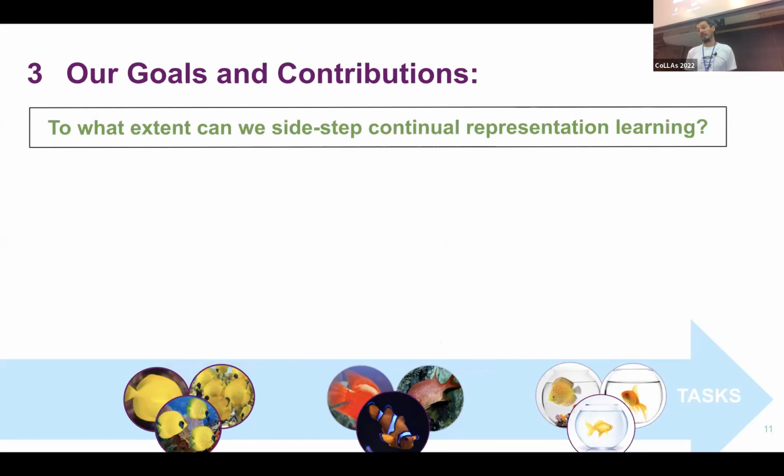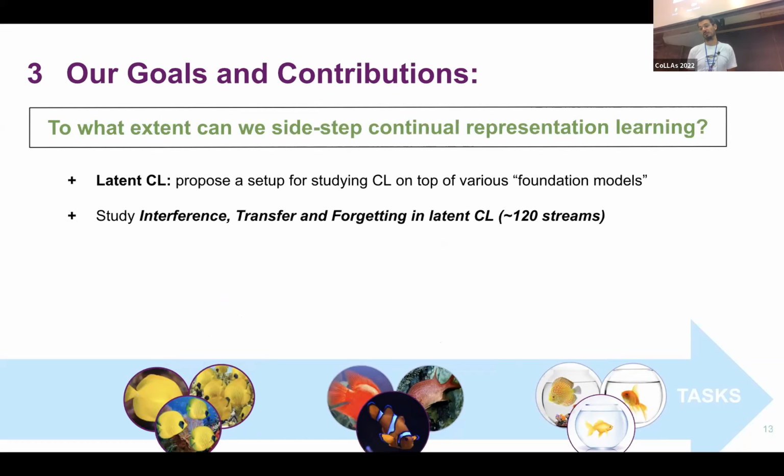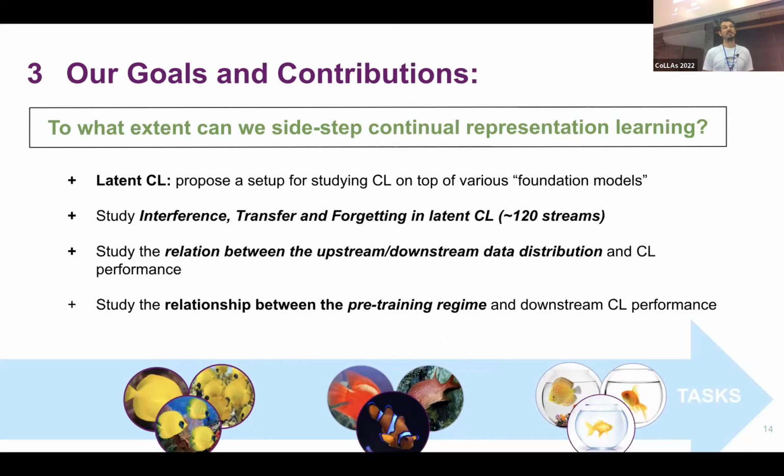So we have this question: to what extent can we sidestep continual representation learning? More specific goals here are also to highlight the utility of this setup, latent CL, which I just did. We would also like to study interference, transfer, and forgetting from the data perspective, because this setup gives us so many streams, so we can vary only the input data stream and keep the algorithm fixed. This is exactly what we're doing. And we are also interested in studying how the relationship between upstream and downstream data, as well as different pre-training regimes, impact the final continual learning accuracy.